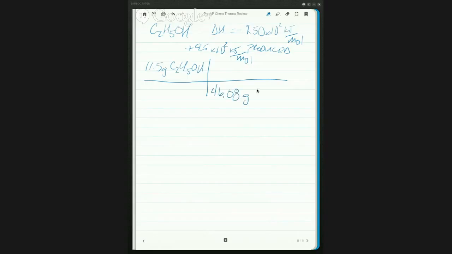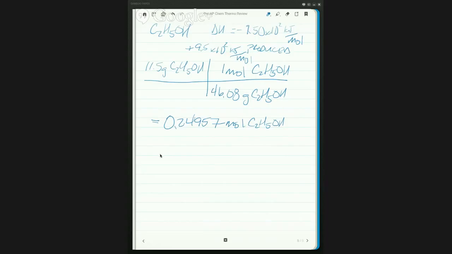46.08 grams of C2H5OH in 1 mole of C2H5OH, okay? So when I do 11.5 divided by that, I get 0.2495. Doesn't really matter because this isn't our final answer, but I'm gonna round it right there. Moles of C2H5OH, okay? That gives me the number of moles.